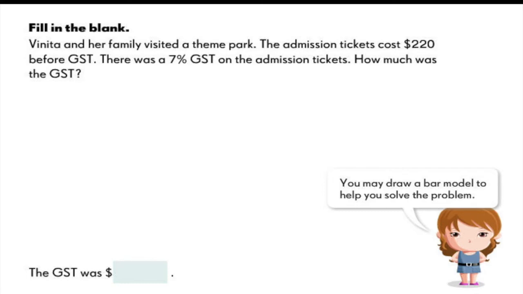Why don't you try solving this problem on your own? Vinita and her family visited a theme park. The admission tickets cost $220 before GST. There was a 7% GST on the admission tickets. How much was the GST? You might want to draw a bar model to help you solve the problem.